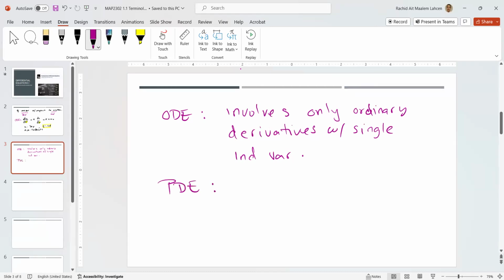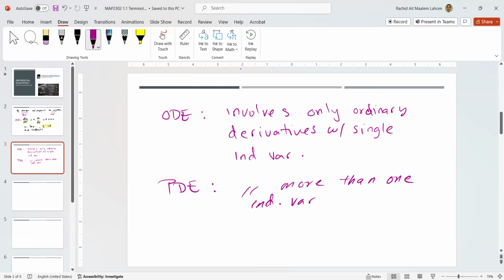All right. So that will give you an idea about what to expect for a PDE, or partial differential equation: more than one independent variable. I'll give examples soon.